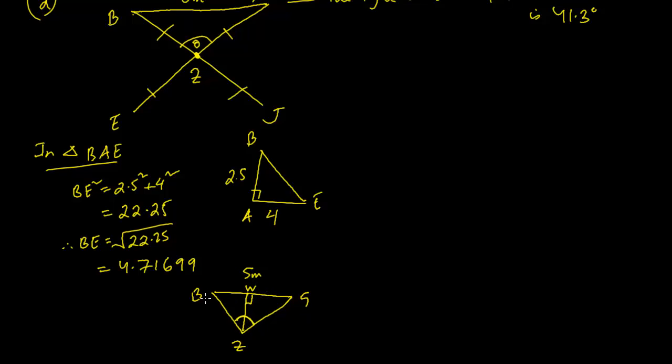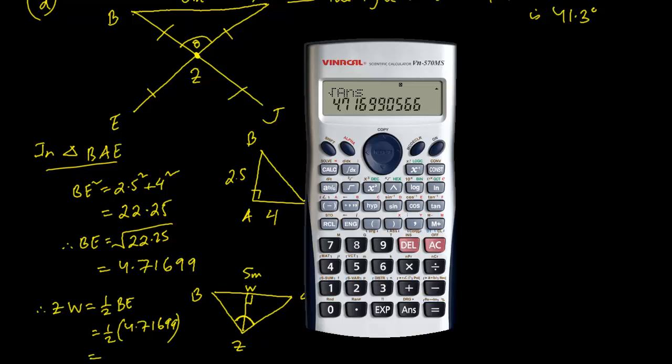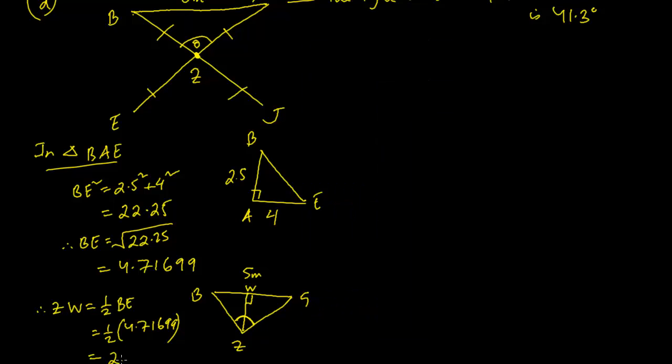So if BE is 4.71699, then ZW is going to be half of that, since it's in the center. So half of 4.71699, divided by 2, is 2.3585. So that is the height. So for finding the entire angle, this is 2.5 and the height is 2.3585.